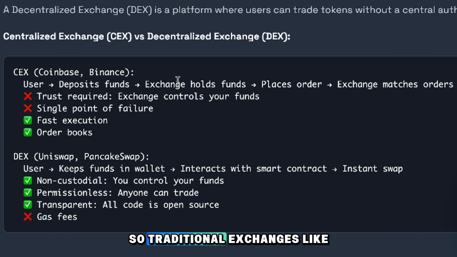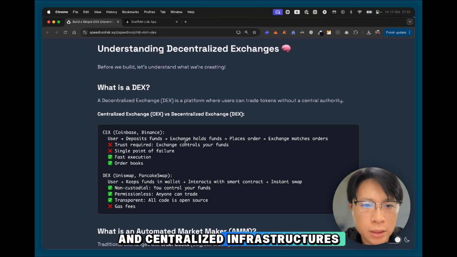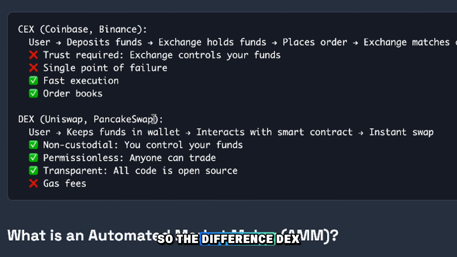Traditional exchanges like Coinbase or Binance use an order book, which means you place a buy order and someone else places a sell order, and they match. It's really simple, but it requires a lot of traders and centralized infrastructure. In contrast, a DEX uses automated market makers. The magic is that instead of matching orders, you trade directly against a liquidity pool.